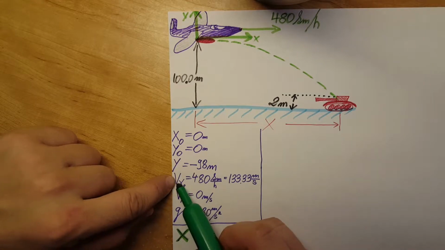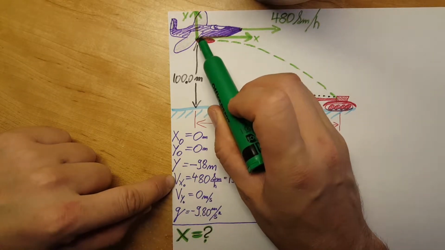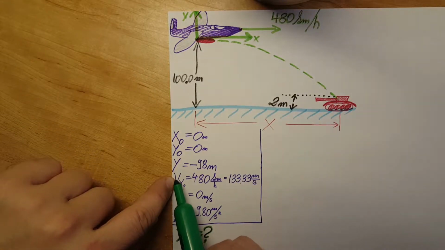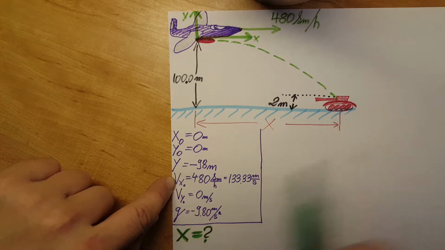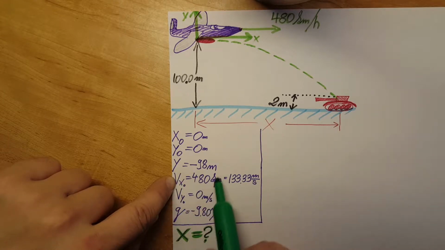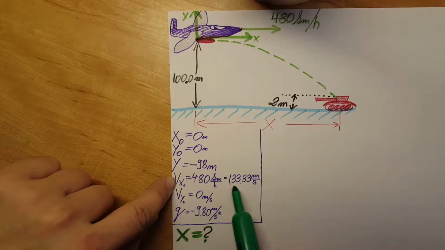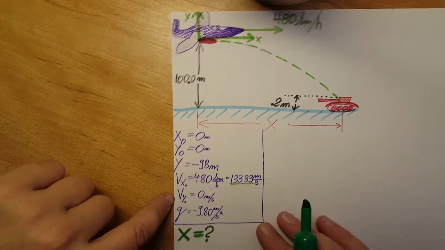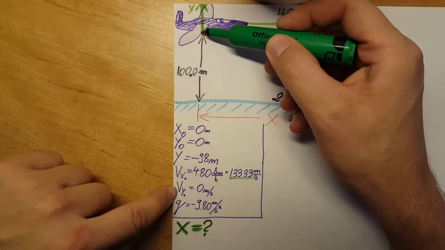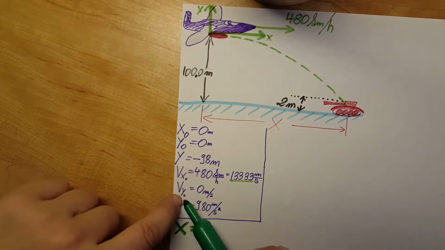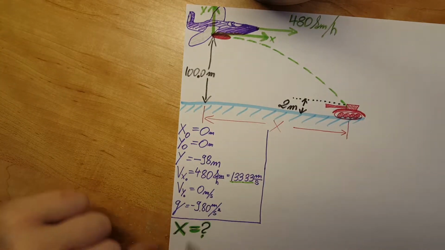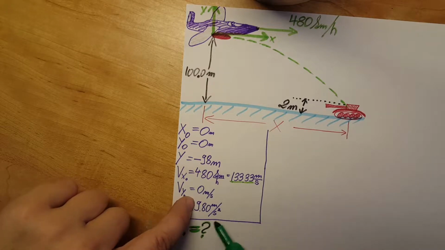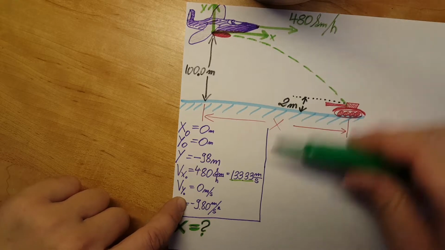Now, the velocity of the package at the instant that it's released, the velocity in the x direction, Vx0, is 480 kilometers an hour, but we're gonna need this in meters per second. So there you go, we calculated that, 133.33 meters per second. Velocity in the y direction at the moment that it's released is 0. And we also know gravity, which is 9.8 meters per second squared, but we are using it with a negative, downward.